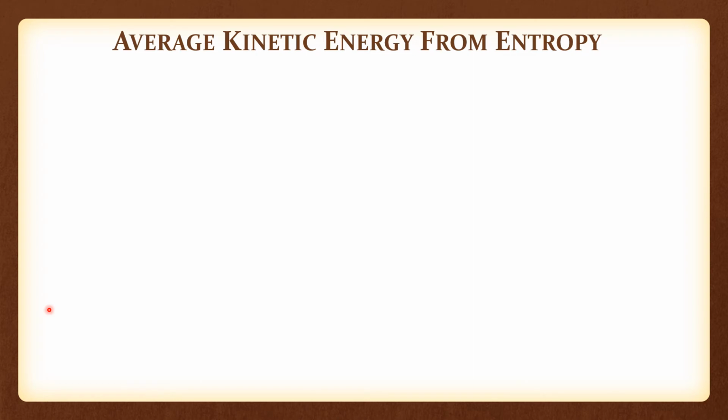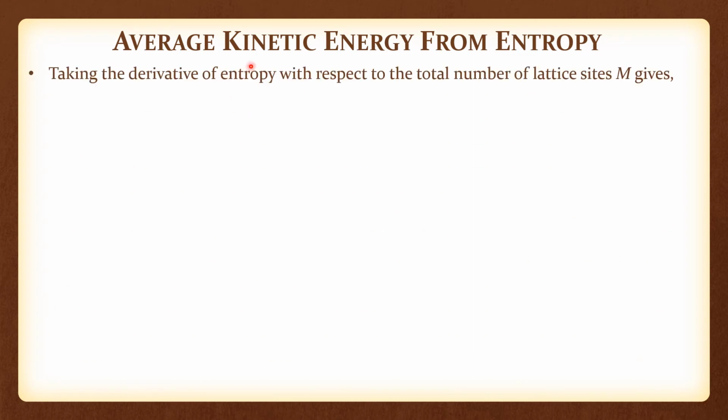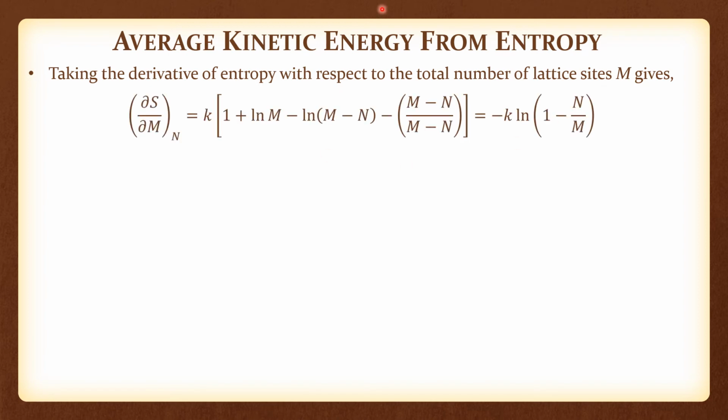Now we can take a derivative of that entropy with respect to the total number of lattice sites m at fixed n. The number of molecules of ideal gas is fixed. And remember, the expression was for S by k, so S is equal to k times those ln terms that we had. So ∂S/∂m at constant n, you may work this out, and it simplifies to minus k times ln of 1 minus n by m.